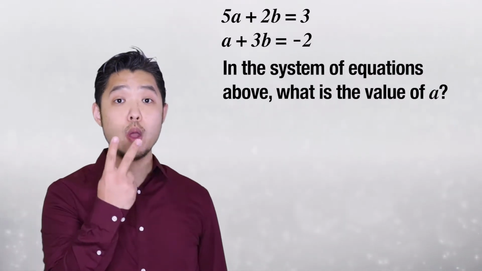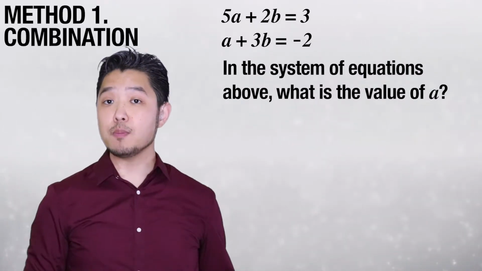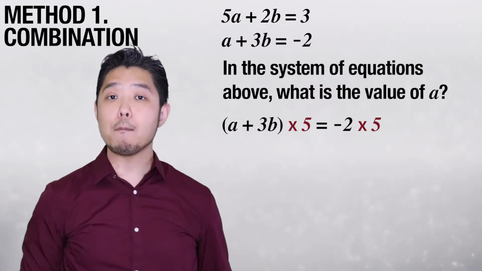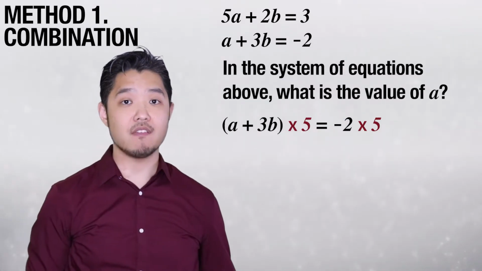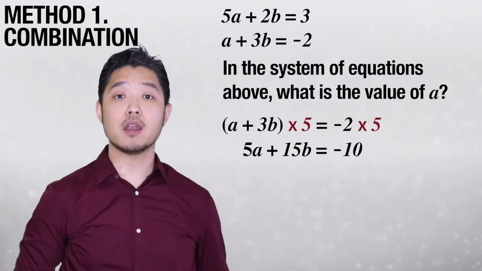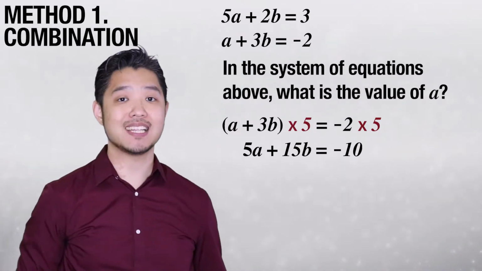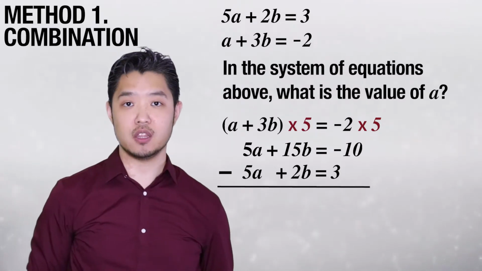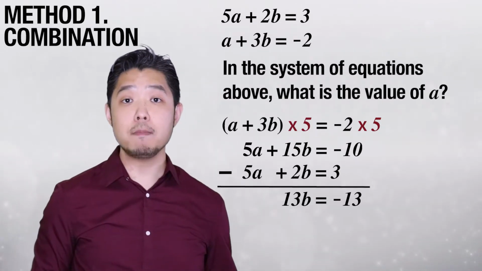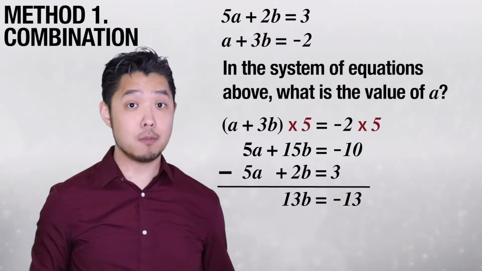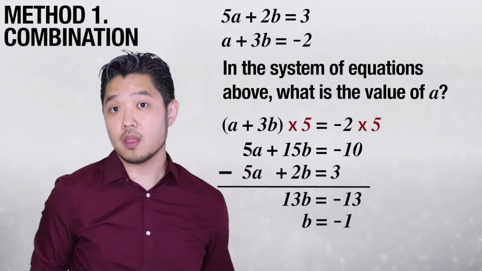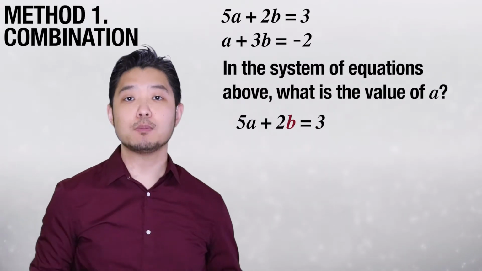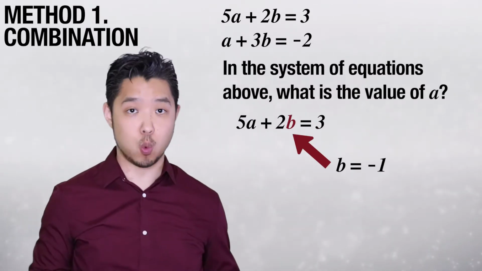There are two ways to solve it. The first method is combination. From the second equation, multiply both sides by 5. Then we have 5a plus 15b equals minus 10. Now subtract this from the first equation. Then we have 13b equals minus 13 and b is equal to minus 1. Substitute the value of b into any equation. Let's plug in the value of b into the first one.